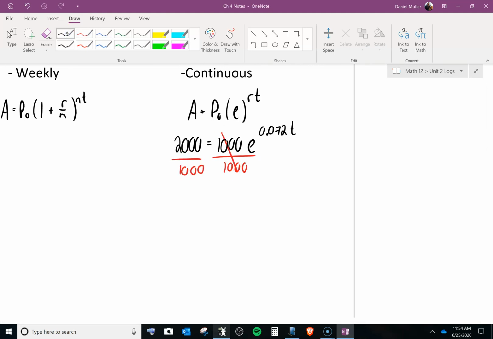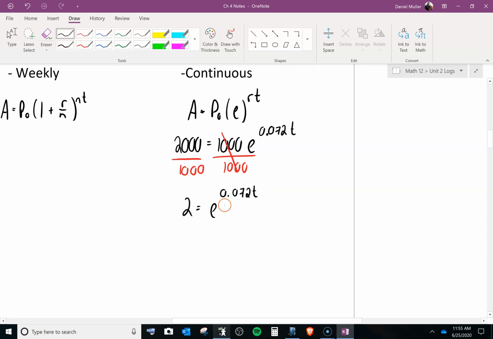By the way, if I said I wanted you to triple your money, well, then this wouldn't have been 2,000, this would have been 3,000. If I said quadruple your money, then this would have been a 4,000, which would have got you a 4 when you divided this. So just keep that in mind. It doesn't have to be double.